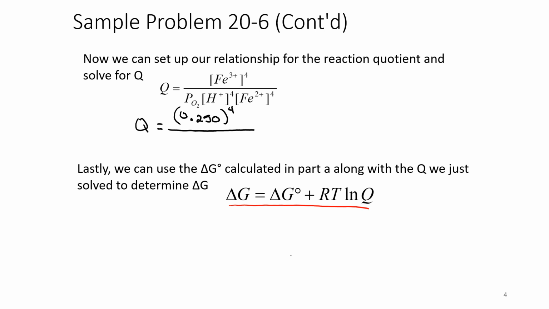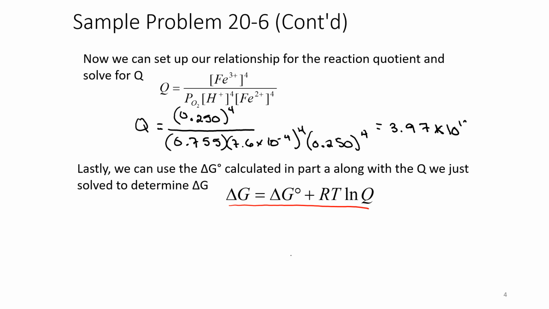divided by the partial pressure of our oxygen, right? And the partial pressure of our oxygen was said to be 0.755. And then we've got our H plus concentration that we just found, 7.6 times 10 to the minus 4th, which we have to raise to the 4th power. And then iron 2, which was 0.250, also raised to the 4th power. And so our Q for this is going to be 3.97 times 10 to the 12th.